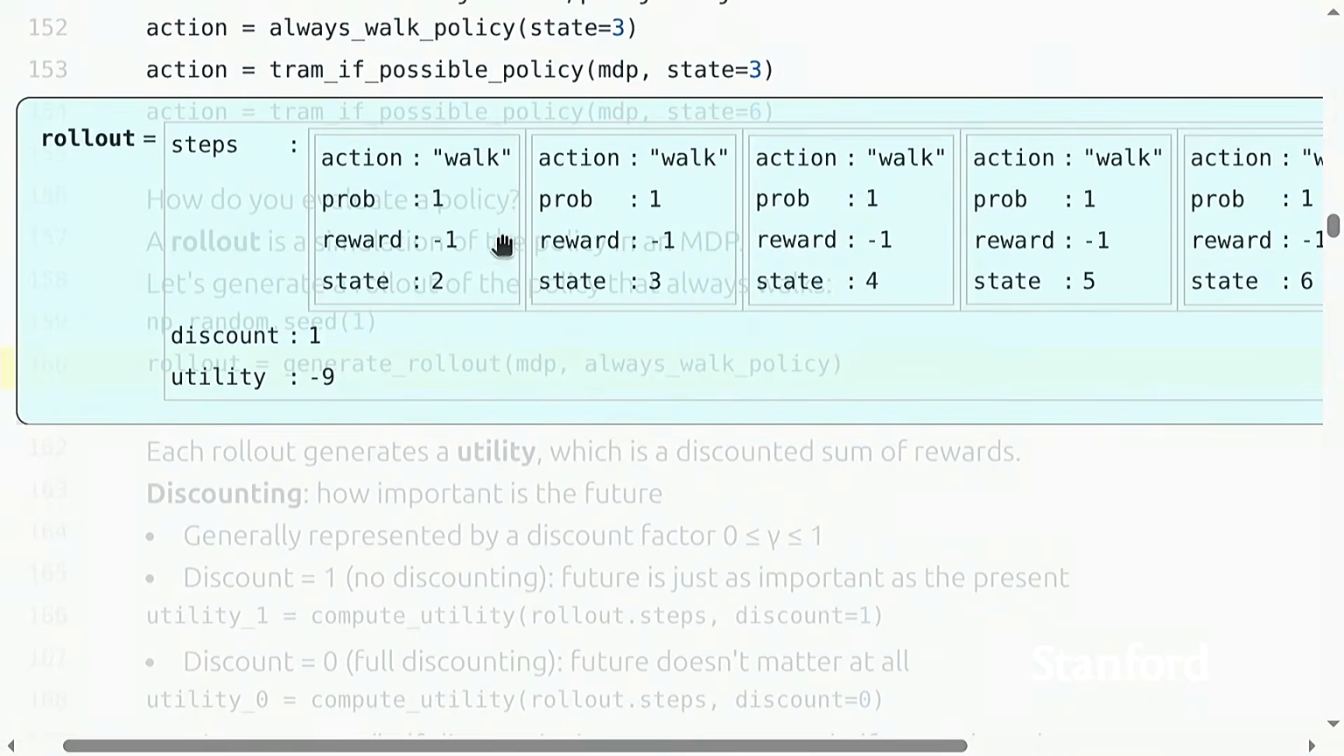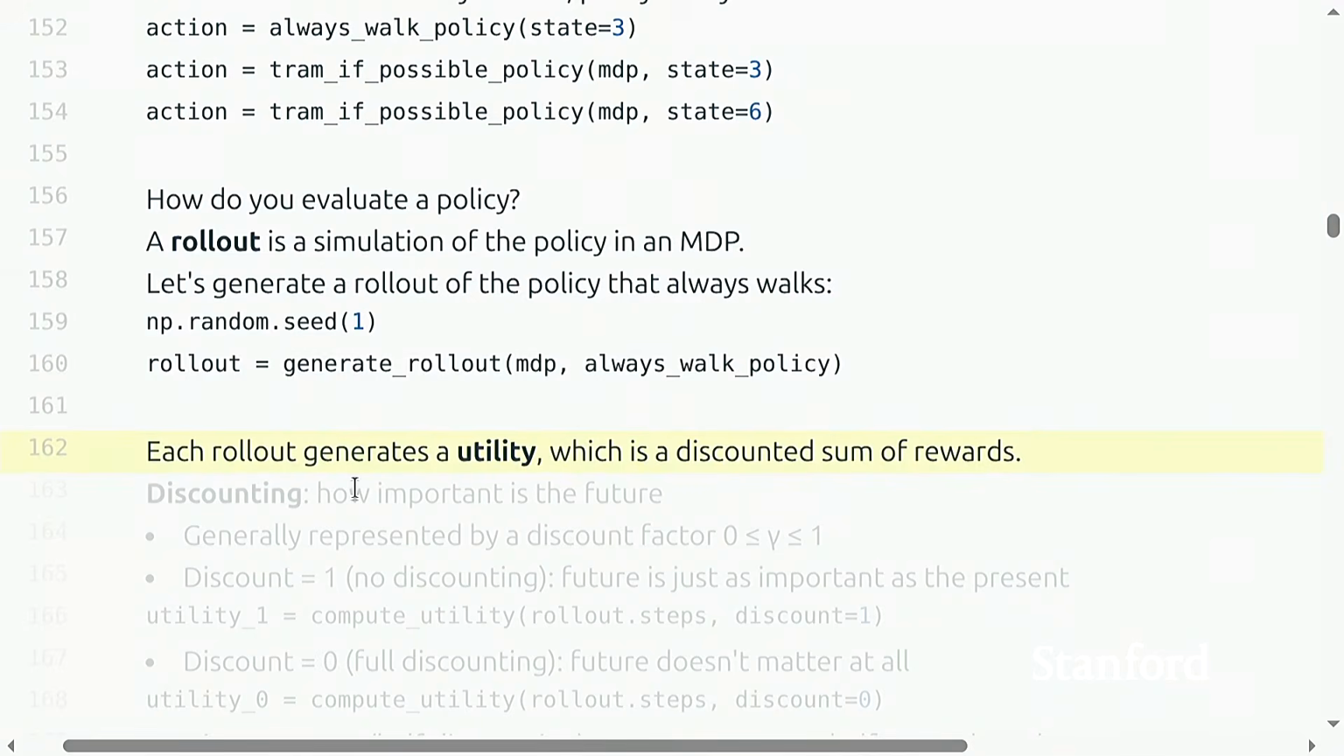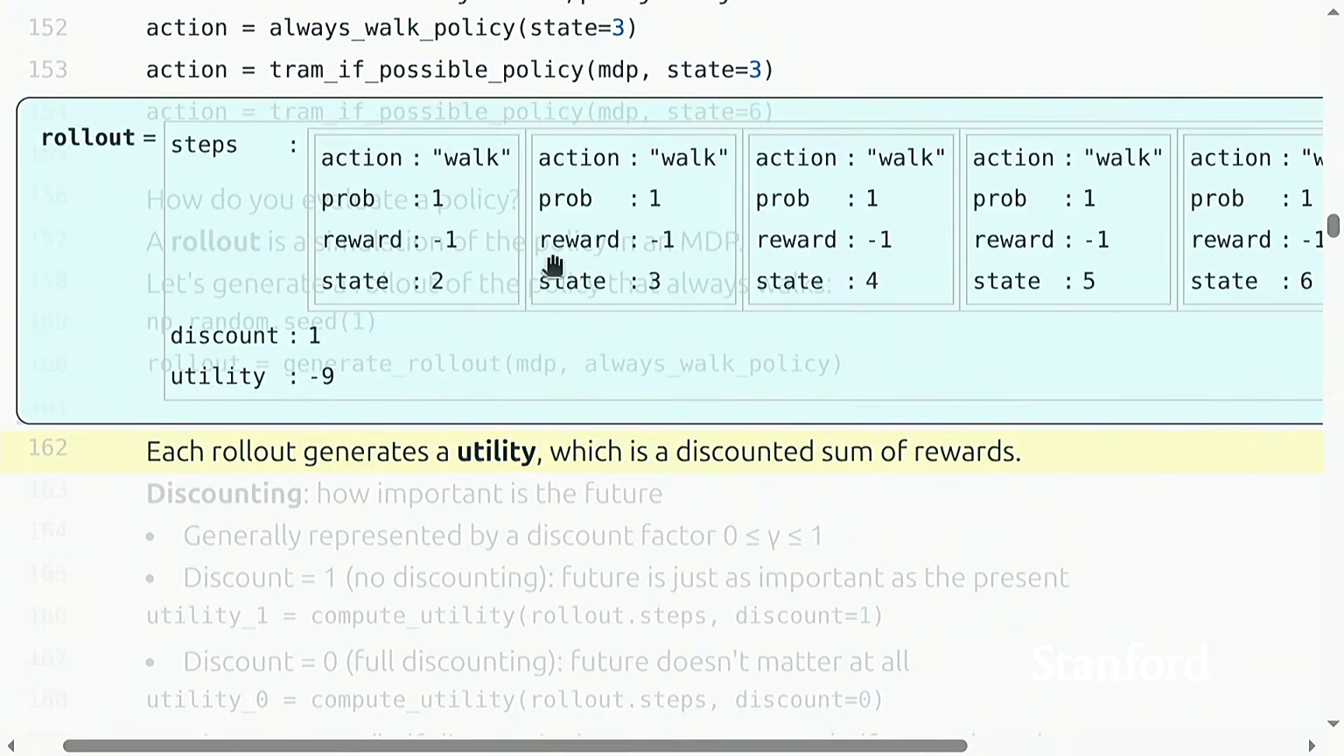And in general, you can sum the rewards and you get the utility. Now, there's one caveat. So you see this discount thing. MDPs all have some discount factor, and I'll explain what that discount does. So each rollout, which is a sequence of steps, generates a utility, and that utility is a discounted sum of rewards. So let me explain what that means.